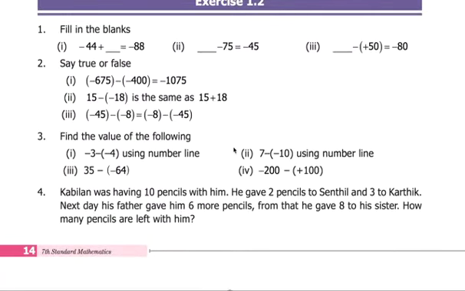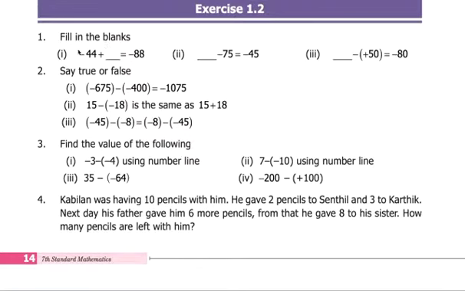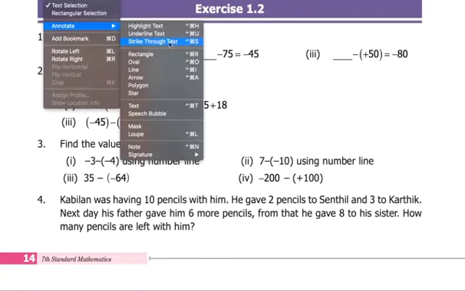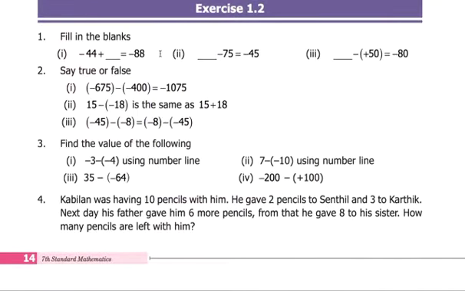Okay, this is where we stopped in the last class. Fill in the blanks. Minus 44 this side, minus 88 this side. This number you need to find. This number must be equal to this plus 44. That means minus 44. We will add minus 44 at the proper place. Minus 44, right?